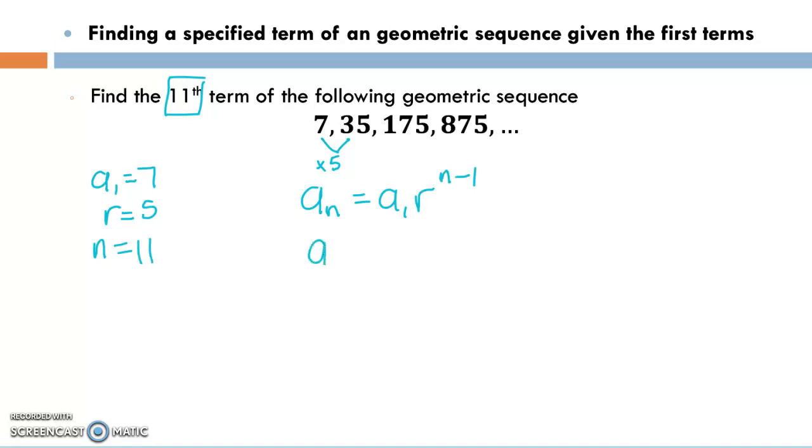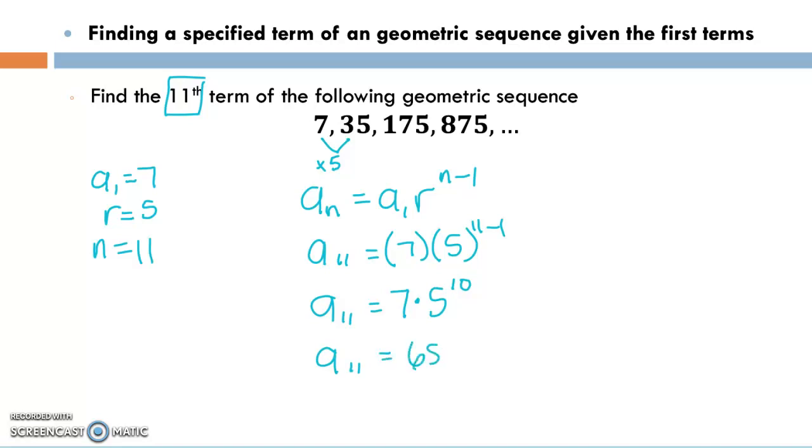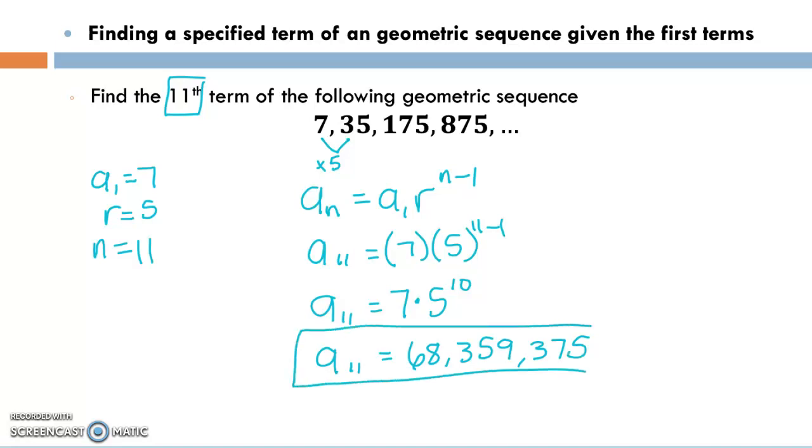So I have a sub 11 equals the first term, or 7, times 5 raised to the 11 minus 1. So my 11th term is equal to 7 times 5 raised to the 10th power. That is also going to be a fairly big number. That is 68,359,375. So there is how you find a specified term in a geometric sequence given the first terms.